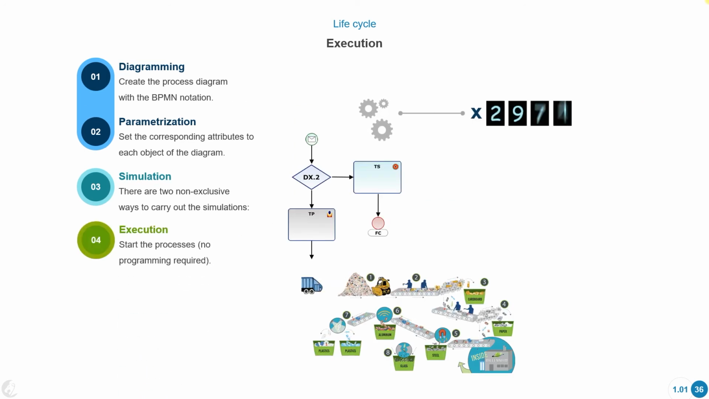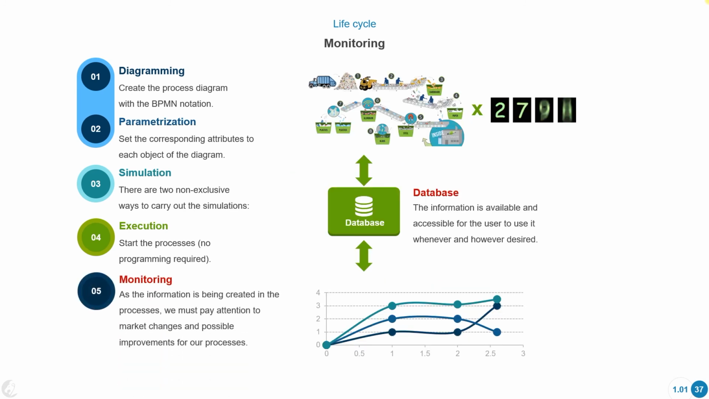So once we've simulated our processes, we can execute them. So this means that the company is going to start using them. For example, here we have this company that has to recycle material. They're going to be able to start using these processes. As it says here, without any programming required, this is something fantastic because it's just going to take us a click of a button in order to have our processes published and up and running for all the different users that need to interact with them. And finally, we're going to be able to monitor them.